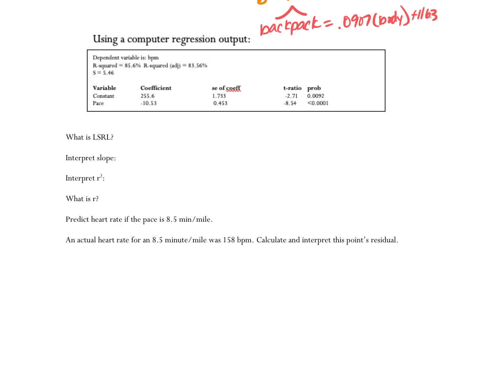Okay? So, like I said, you use the coefficient column. All right, so this is heart rate versus running pace. I think this might even be an example that was in your notes, okay? Is everybody good? All right, so as I look at this, if I want to come up with that line, I'm told the dependent variable is BPM, so I'm doing BPM hat equals negative 10.53 times the pace plus 255.6.